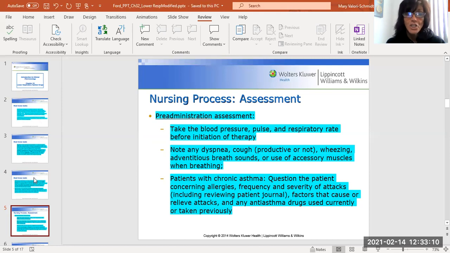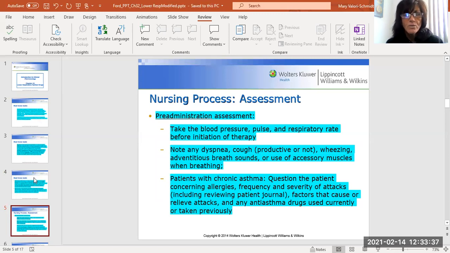Any other adventitious breath sounds that you can hear? The word adventitious means they're not supposed to be there, right? So a breath sound that you should not be hearing, like a wheeze, is adventitious, right? If you're hearing normal breath sounds, that's vesicular or bronchovesicular. They're normal, like when you listen, you hear the air moving in and out, the normal breath sounds.